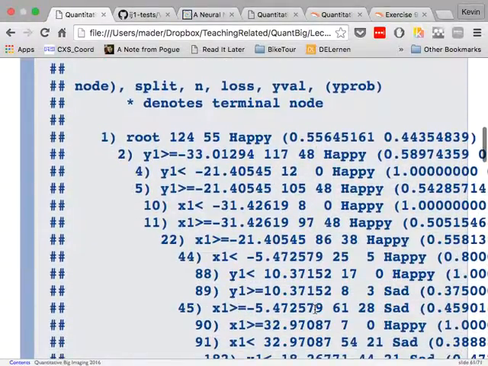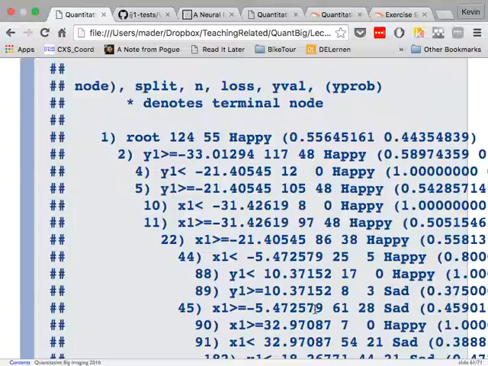And so you can write this out as a list where you have your root. You can then say if it's greater than this value, then you go on to this next node. Otherwise, you go further down the list. And then you can see how the distribution between happy and sad, which are these first 2 values, changes as you go further and further down the tree.